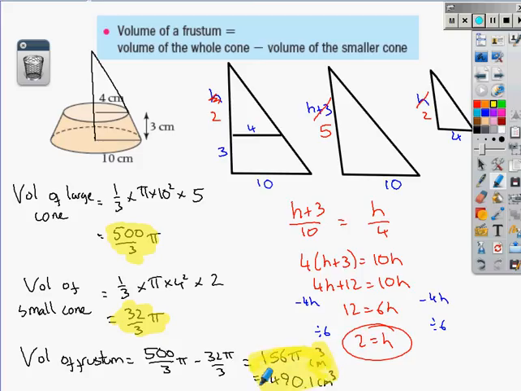So quick recap on what we did there. We had to first of all try and imagine these cones to be able to work out the height of them.